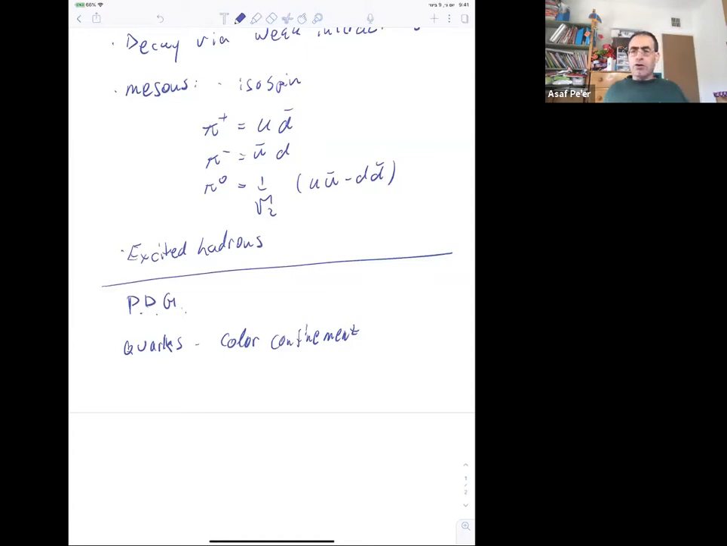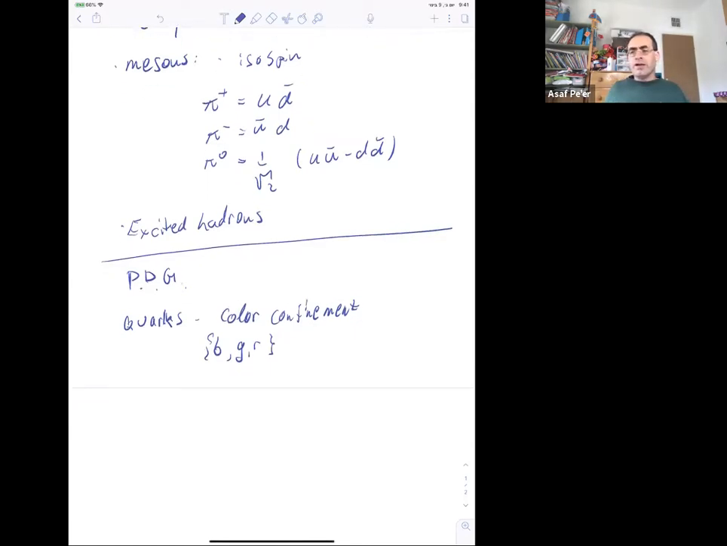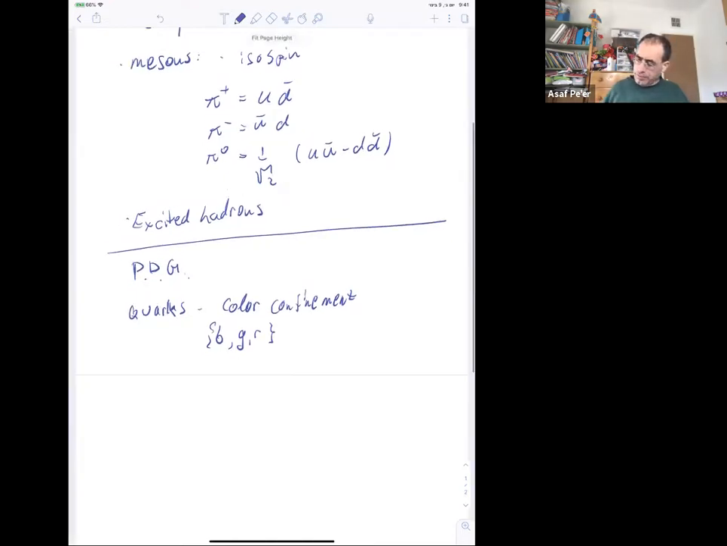And color confinement means that colored objects are always confined, such that what we can see is color neutral. There are three colors, which are classically denoted by blue, green, and red, but we cannot see them. We can only see color neutral objects. Color neutral means they are made of either all three, one blue, one green, and one red, which makes them neutral, or a blue and an anti-blue, a quark and an anti-quark. And these are known as mesons.